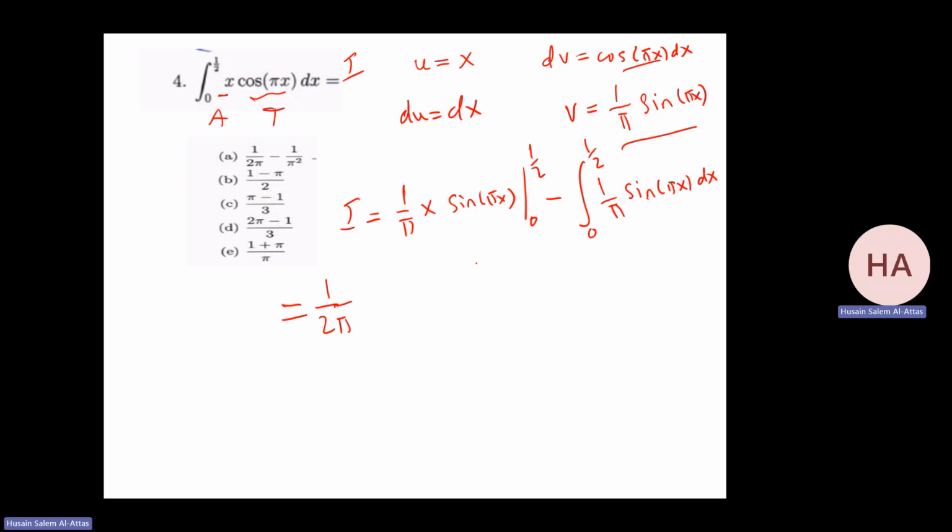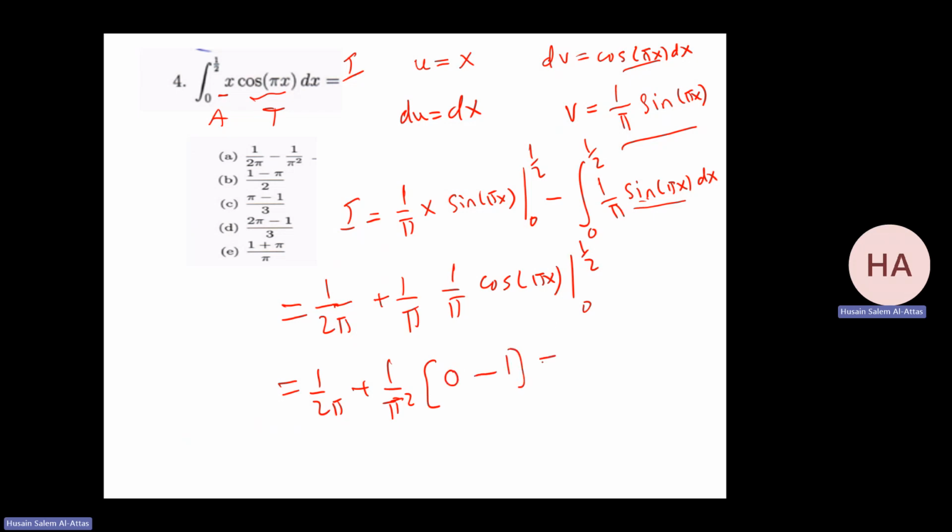This one I can take the minus sign, so that gives me 1 over pi with the plus sign, because I know the integral of sine is minus cosine. But I need 1 over pi cosine pi x from 0 to half. That gives me 1 over 2 pi plus 1 over pi squared times cosine pi over 2, which is 0, and then cosine 0, which is 1. So that gives me 1 over 2 pi minus 1 over pi squared.